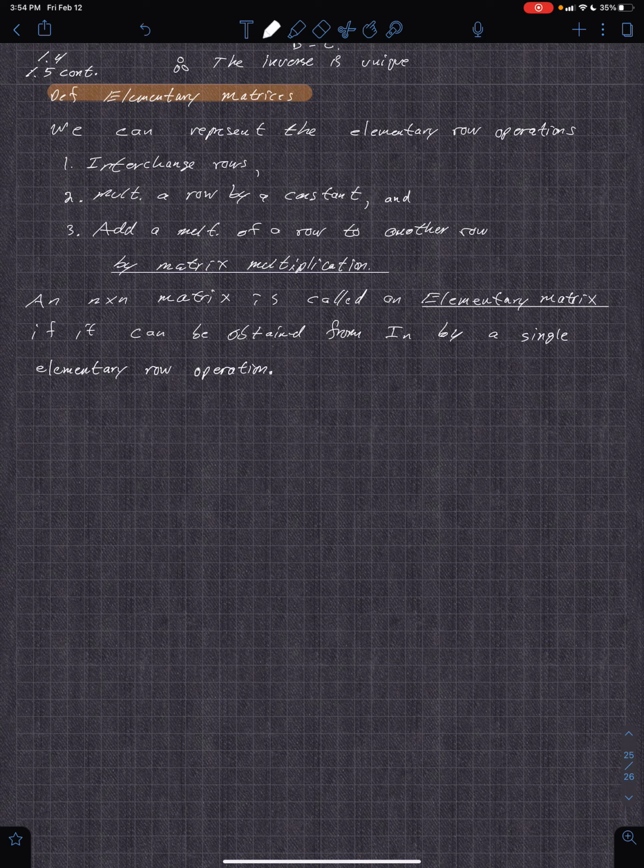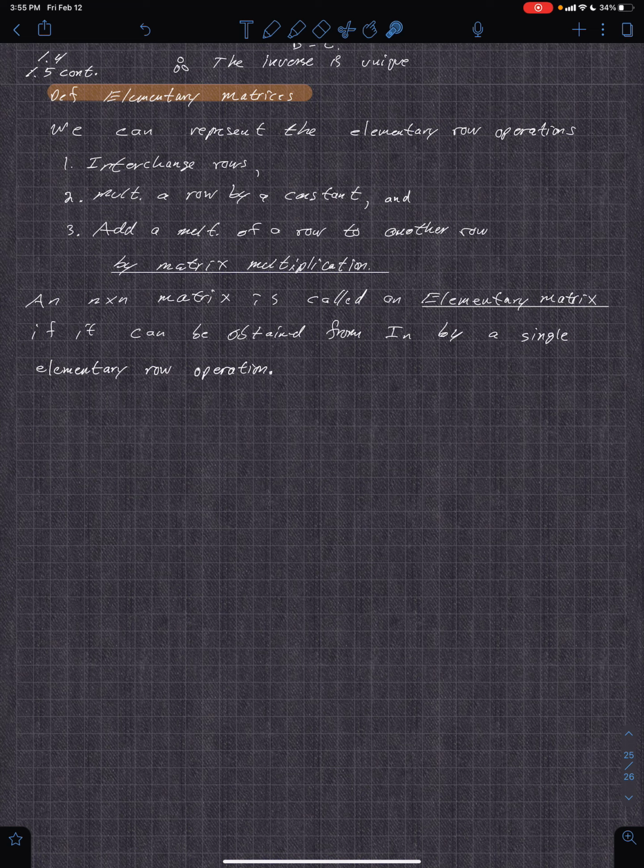Let's continue in 1.5 on elementary matrices. Initially it was defined in 1.4 in the book, but really not needed until we get to 1.5 and discuss concepts of inverse matrices. So here's the idea of an elementary matrix. We can represent elementary row operations, interchange rows, multiply a row by a constant, and add a multiple of a row to another row by matrix multiplication. And what we use is an elementary matrix to do that.